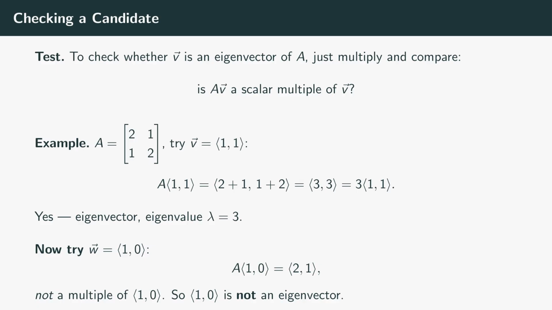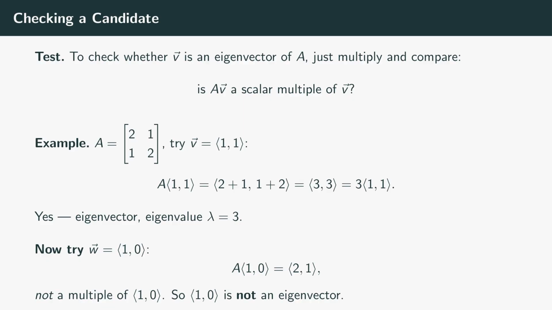Let's try it. Take the matrix with 2, 1 on top and 1, 2 on the bottom, and test the vector 1, 1. Multiply. The first component is 2 plus 1, which is 3. The second is 1 plus 2, also 3. So the output is 3, 3, which is exactly 3 times the original vector 1, 1. It passed. 1, 1 is an eigenvector with eigenvalue 3.